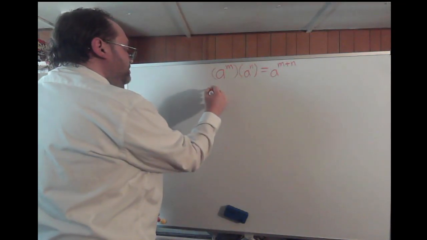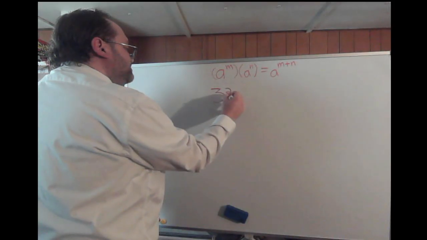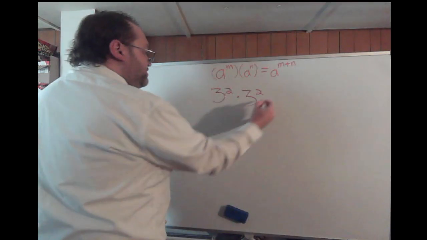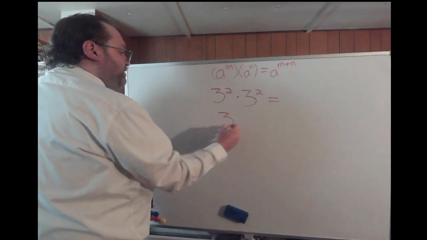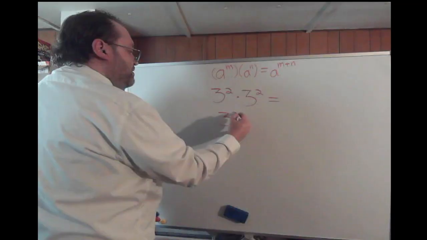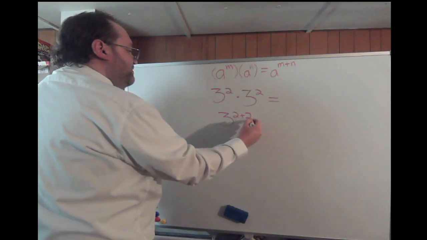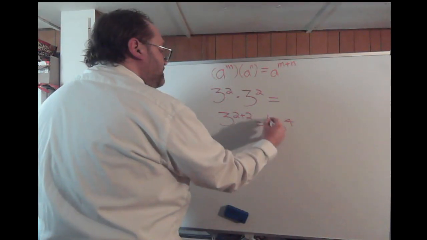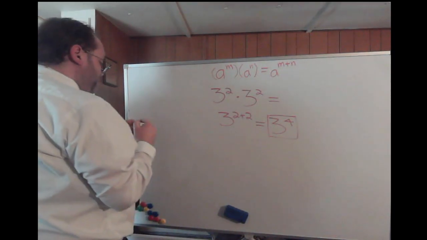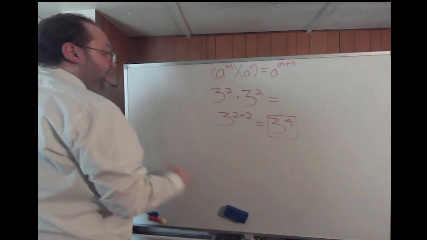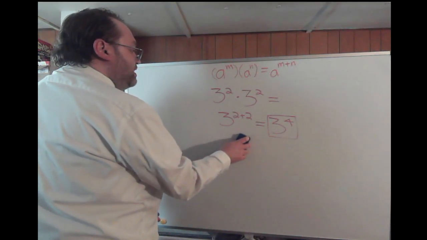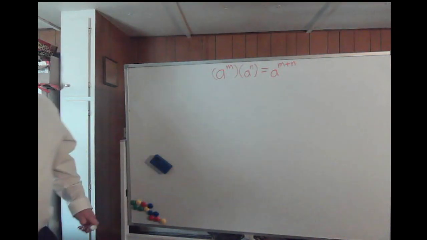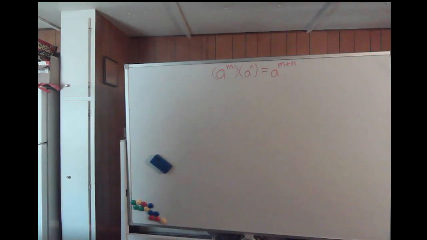So for example, let's say I gave you 3 squared times 3 squared. What you would have to do is take that base 3 and add your 2 and 2 together. So you'd have 3 to the 2 plus 2, which we know is equal to 3 to the 4th. So you would get 3 to the 4th power, because you have to add your powers together. Alright, I have another example here. The key is they have to be the same number to different powers.